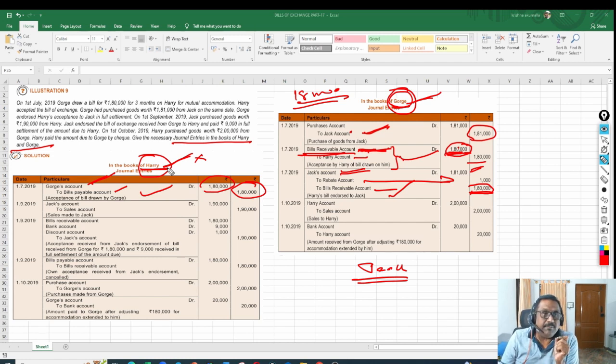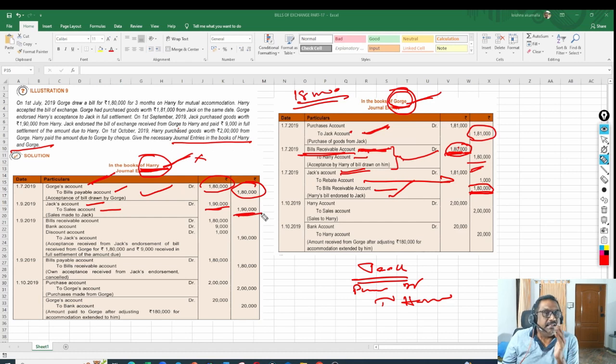Please understand. Once again, I am reading. Jack purchased goods worth 1,90,000 from Harry. Sorry, Harry sold goods to Jack. Harry sold goods to Jack. So Jack account debit to sales account 1,90,000 rupees. What would Jack have written? Jack would have written purchases account debit to Harry account. He would have debited purchase account and credited Harry account. This is the entry they would have written for 1,90,000 rupees.